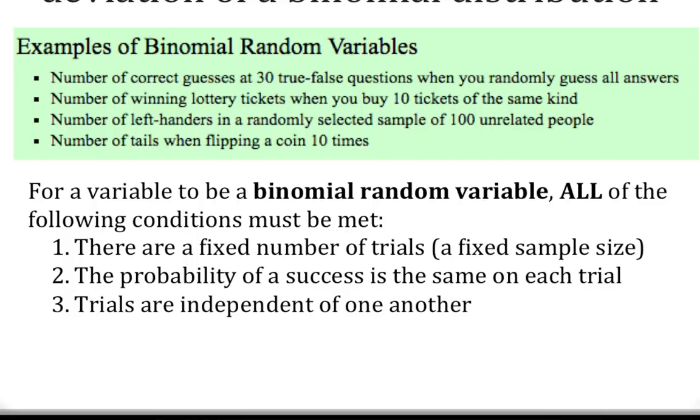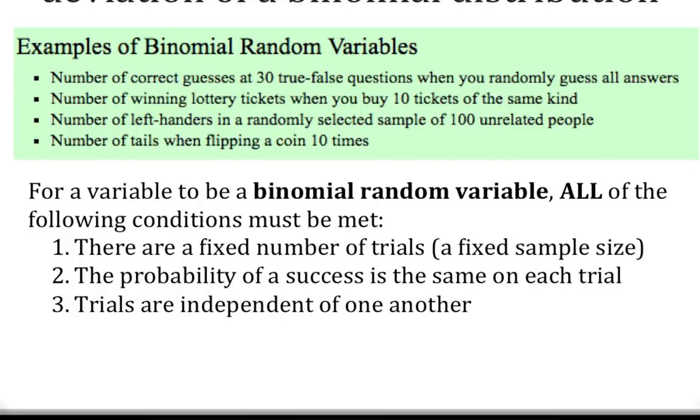Second example, number of winning lottery tickets when you buy 10 tickets of the same kind. There are a fixed number of trials, n equals 10. The probability of success is the same on each trial because you're buying 10 of the same ticket. And the trials are independent of one another. So whether or not you win on one ticket has no impact on whether or not you win on any other tickets. Third example, number of left-handers in a randomly selected sample of 100 unrelated people.